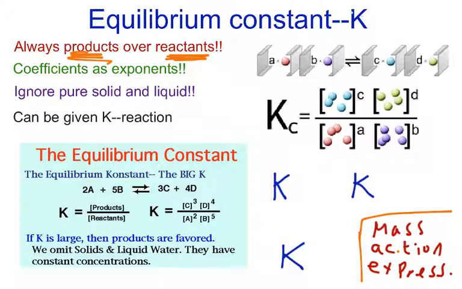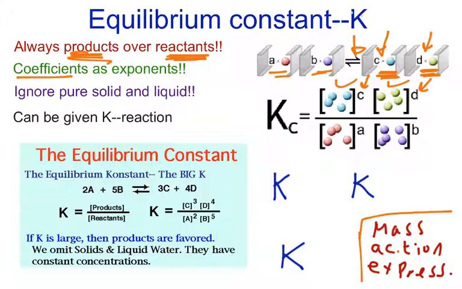Okay, so if you have your reaction here, and these colored circles represent the products because they're on the right side of the arrow, and these guys represent the reactants, you'll notice that the products are always on the top. And in terms of the coefficients, you notice that the coefficients for C and D, for the products, are represented as exponents. Once again, the products are always above the reactants, and the coefficients are presented as exponents.